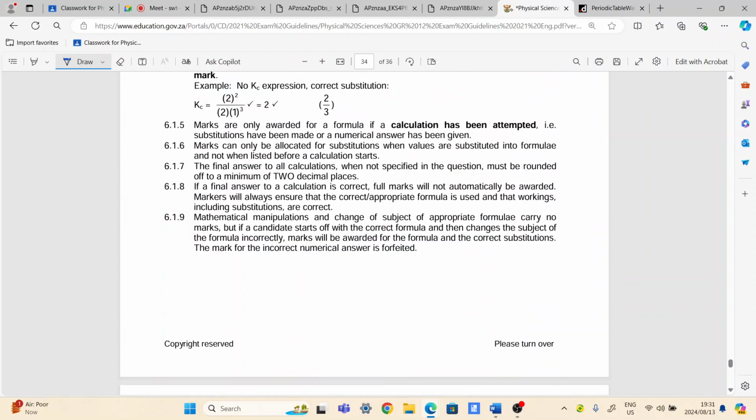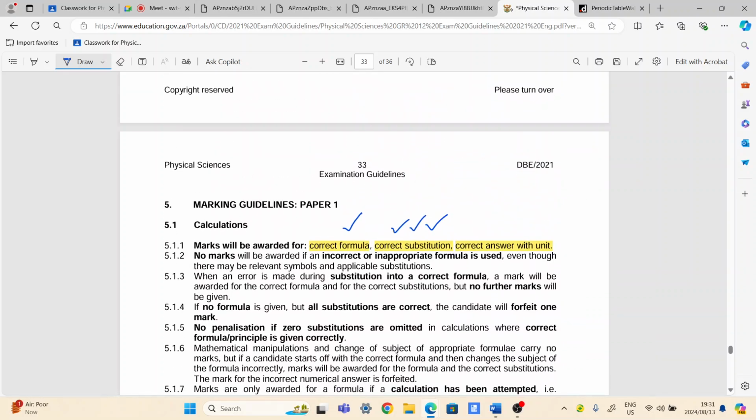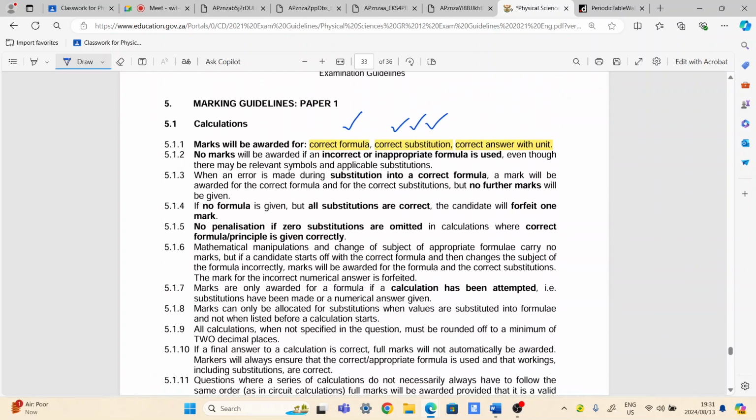So that's the important thing I would say with physics, right? Even if you don't get the correct answer, you can still get close to all the marks for a specific question. So always remember, write down a formula and just fill in values that they give you in the question to get some marks for a question.